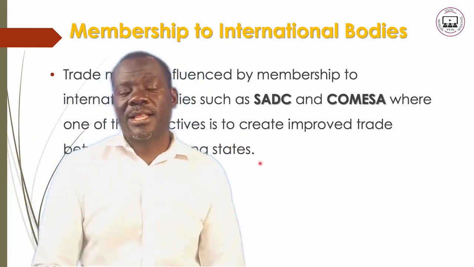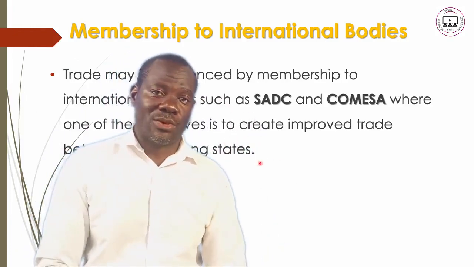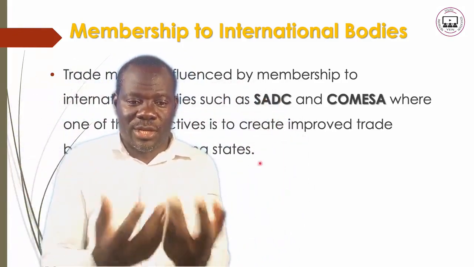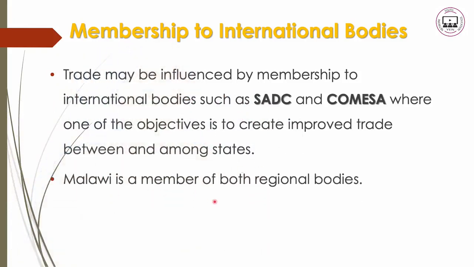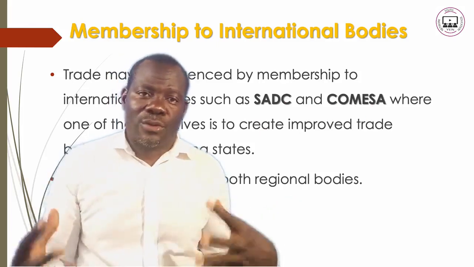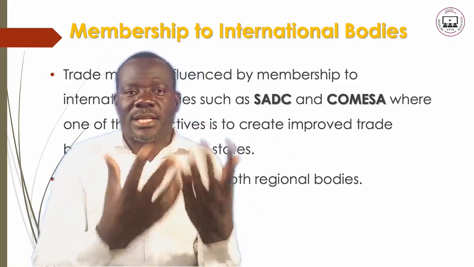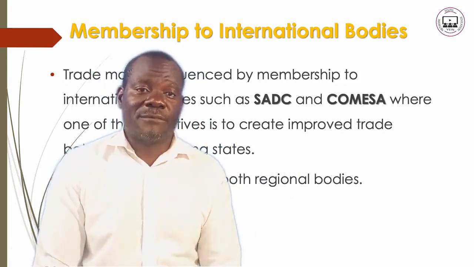So we see there that it is important again to have membership in the international bodies. Why? Because it influences trade. So Malawi is a member of both these regional bodies we have mentioned, SADC and COMESA. So Malawi is a member, therefore it is able to trade with all COMESA countries and all SADC countries. So these are the factors that affect trade.